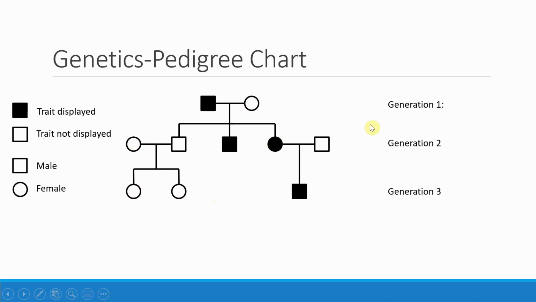Each row would be another generation. So this is generation 1, this is generation 2, this is generation 3. If 2 people have a child, you'll draw a line between them. So these 2 have a child, these 2 have a child, and these 2 have a child. Notice these 2 are next to each other, but they do not have a child because there's no line between them.